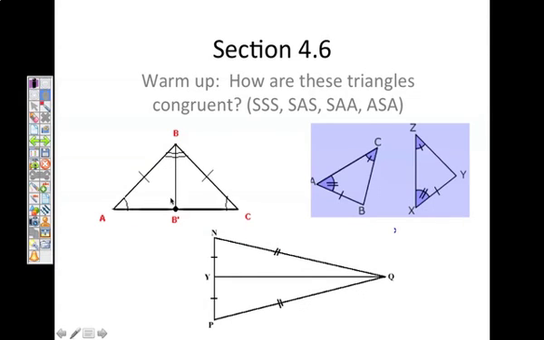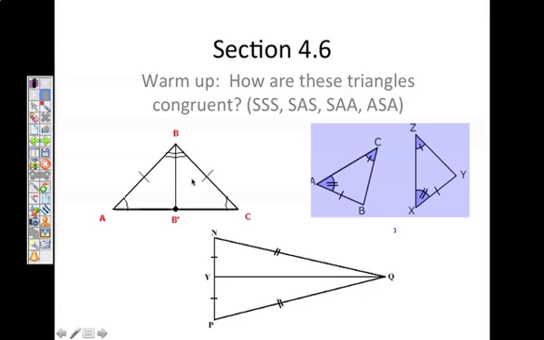Section 4.6. So first let's review the last two sections. Here are the four conjectures that can prove two triangles are congruent. If you have three sides congruent to three sides in another triangle, the triangles are congruent. If you have side, angle, side, where the angle is between the two sides, the triangles are congruent. If you have side, angle, angle, or angle, side, angle. These are the four conjectures that work to show that two triangles are congruent.